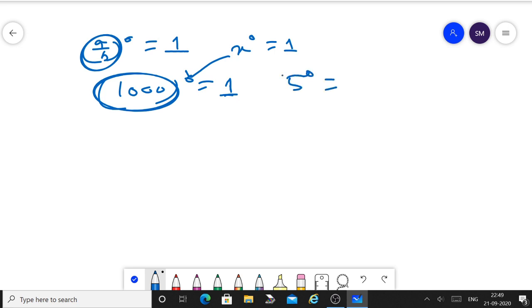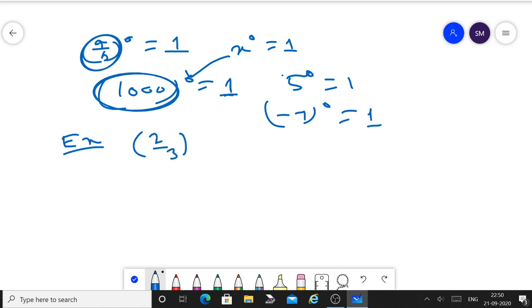5 to the power 0, what? 1. Minus 7 to the power 0, what? 1. It doesn't matter what the value of the base is. When the exponent is 0, the answer is 1. Take examples. Solve some examples to be clear about the exponents.